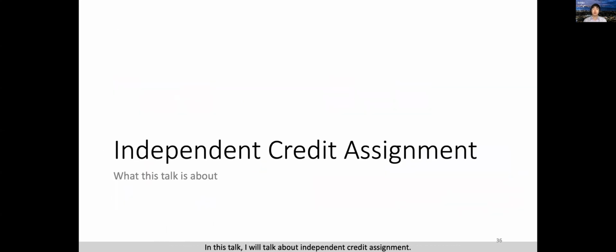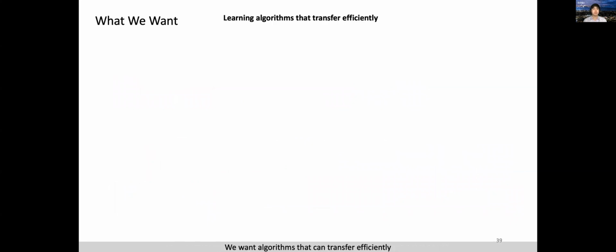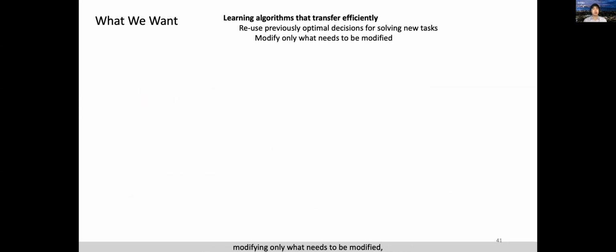In this talk, I will talk about independent credit assignment, what it is, how it can explain this gap in transfer efficiency, and how it can be used to design and evaluate more modular learning algorithms. We want algorithms that can transfer efficiently by reusing previously optimal decisions for solving new tasks, modifying only what needs to be modified and not modifying what does not need to be modified.